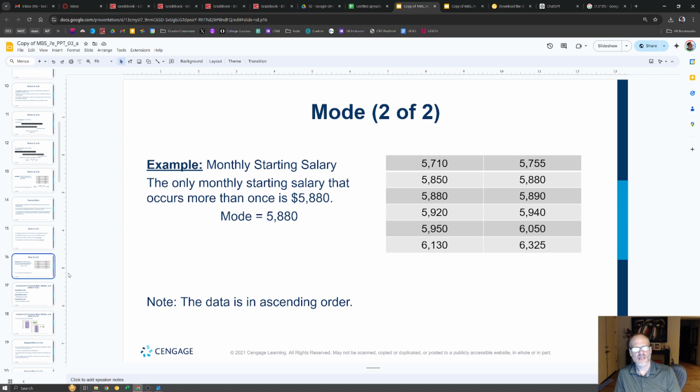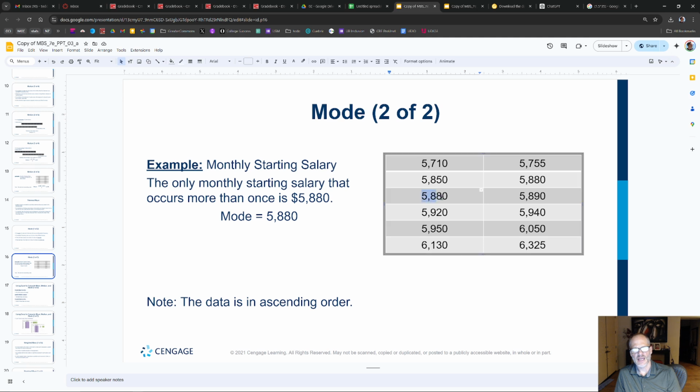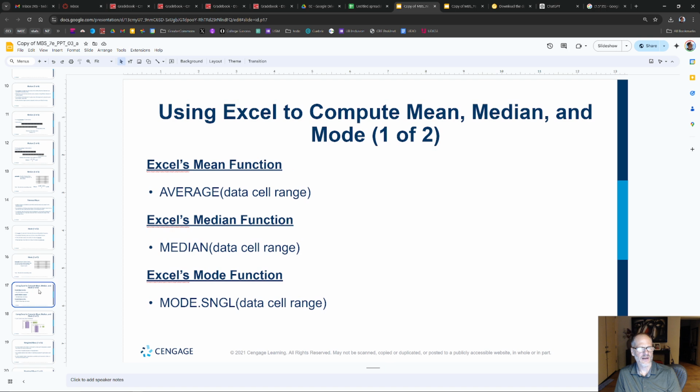Here's an example of mode. The mode here is 5880 because we have 5880 here and we also have 5880 here. The data is in, oh, it's in ascending order: 5710, 5755, 5850, 5880, 5880. My eyes read that incorrectly.